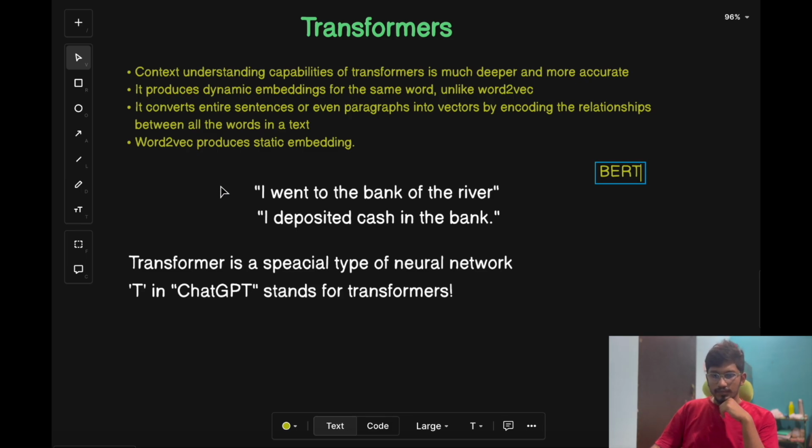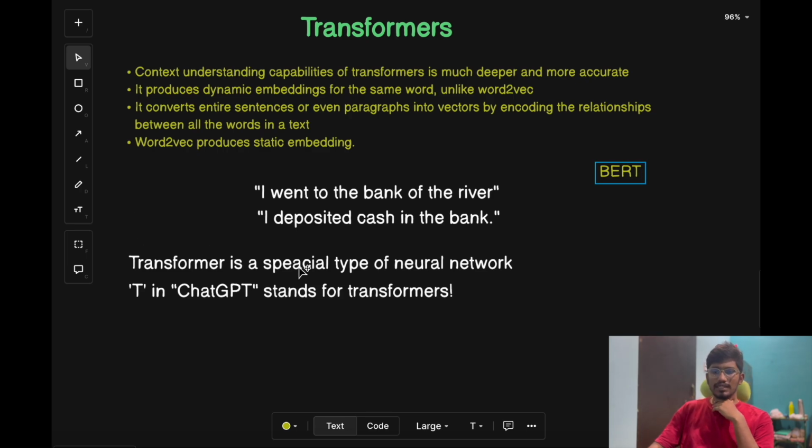For example, take the word bank in the sentence, I went to the bank of the river. BERT knows that bank refers to a river bank, not a financial institution. But if you look at the second sentence, I deposited cash in the bank, here BERT will again understand that the word bank refers to a financial institution, not a river bank. So how does it do that? It does so because it looks at the entire surrounding words, not just one or two neighboring words, which was the case with Word2Vec.